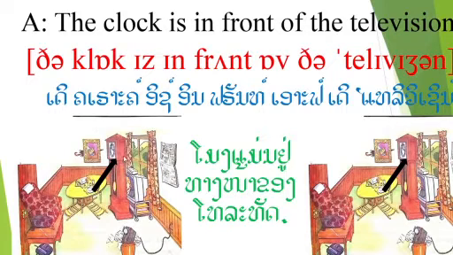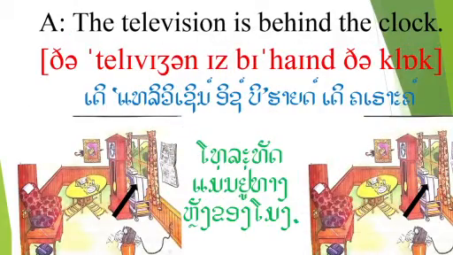Next answer. The black arrow points to what? It points to a clock, right? The clock is in front of the television. The clock is in front of the television, right? Next answer.